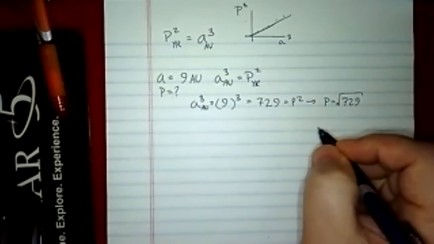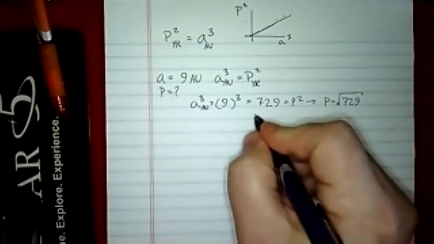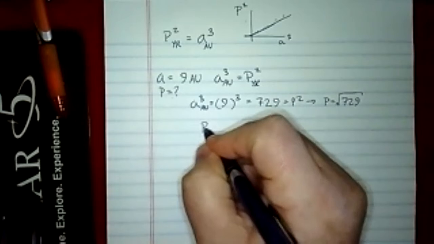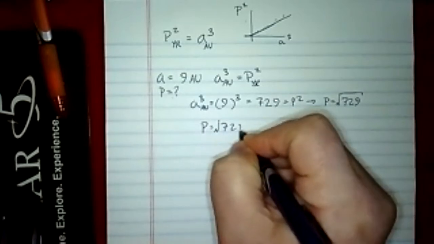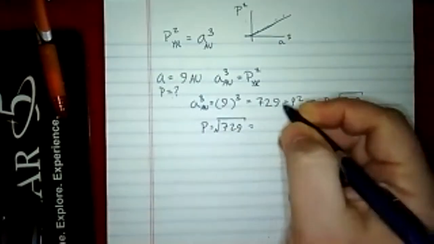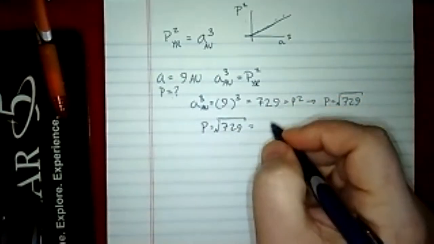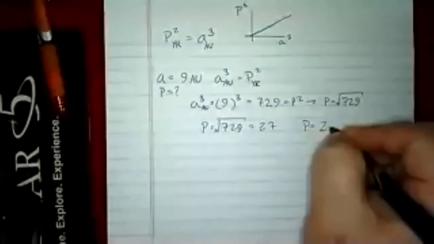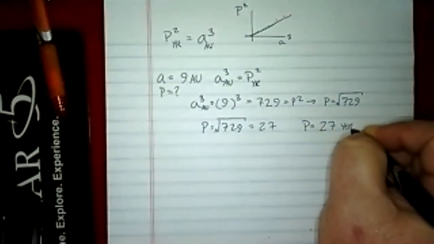So this is how you do it just in a typical algebra class. I'm going to show you in a second a way to do it again with just one button. So now I'll say p is equal to the square root of 729. And when I take that square root, I end up getting 27. So the answer is p is equal to 27 years.